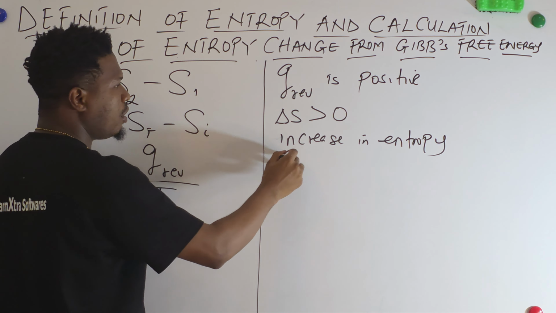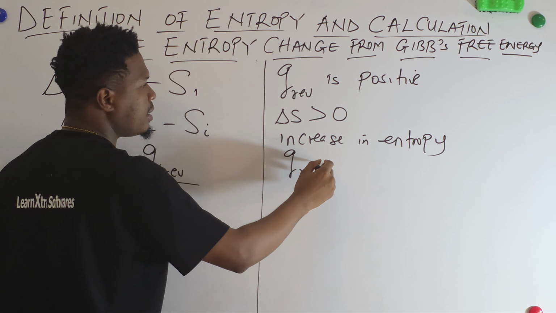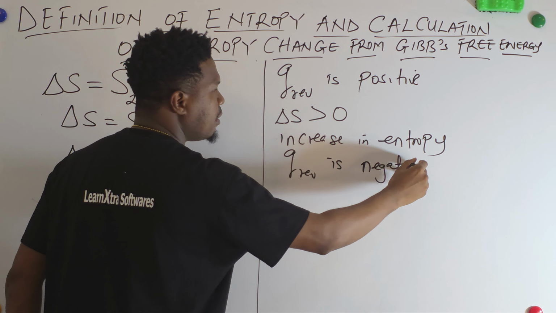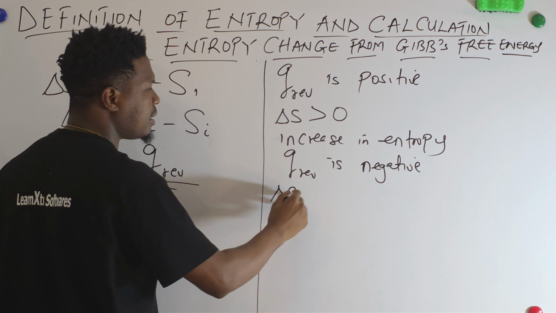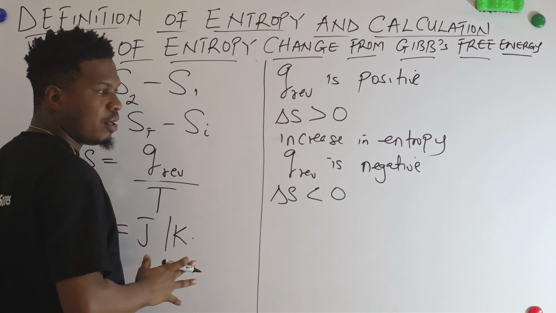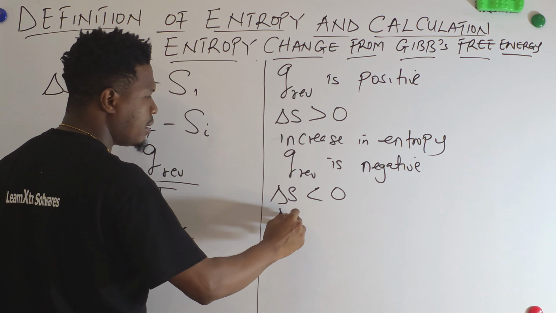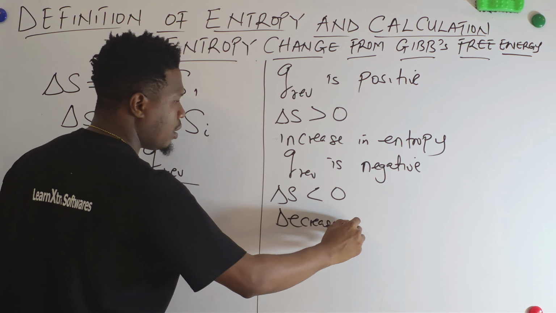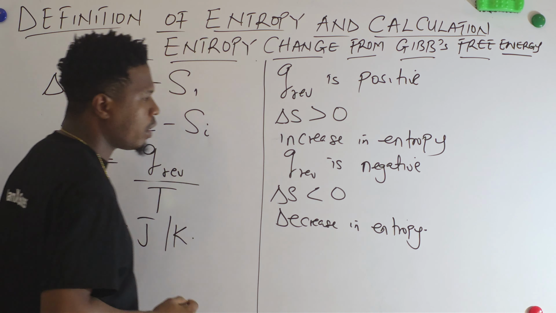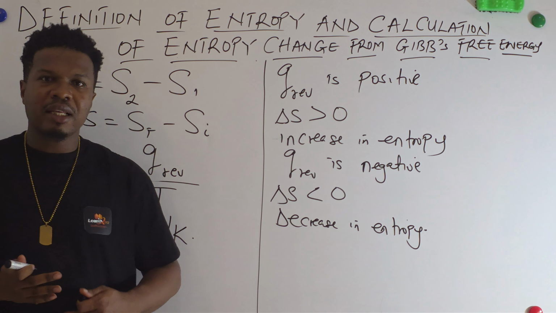But if this Q reversible is negative, then change in S is less than 0. And if change in S is less than 0, it means a decrease in entropy.